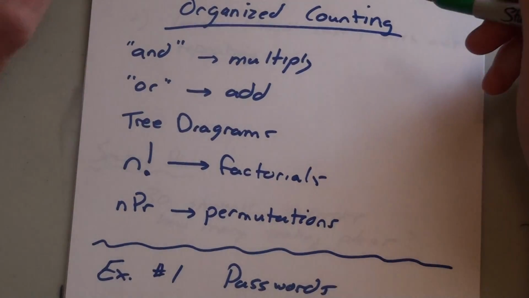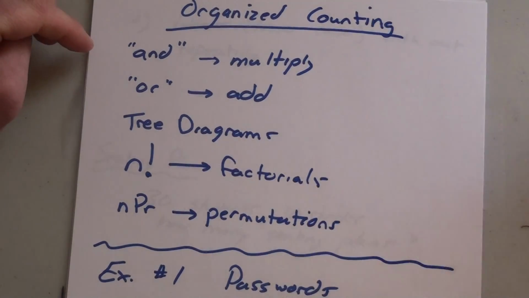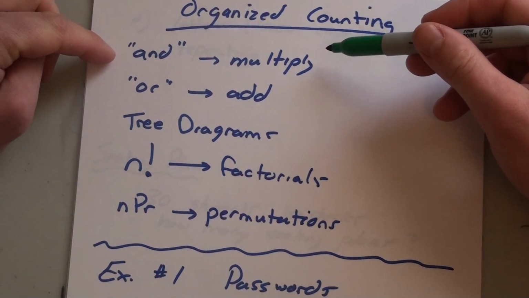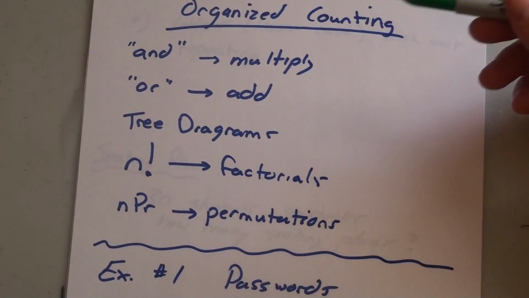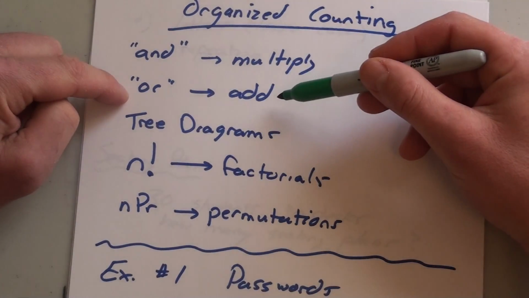This lesson's on organized counting. As we go through and try to figure out the number of ways that things can happen, a couple of rules we're going to keep in mind. If "and" is in the question, you're going to multiply. If it's an "or" question, like this or that, you're going to add possibilities.